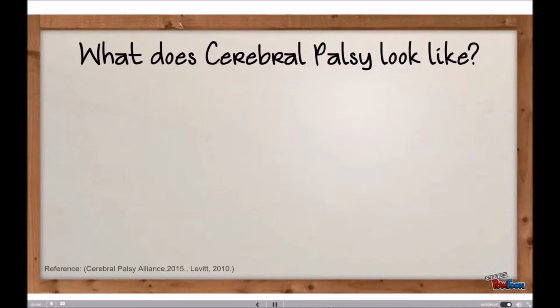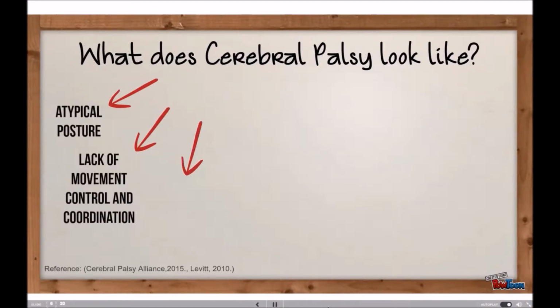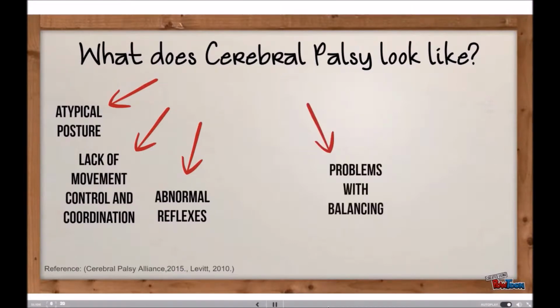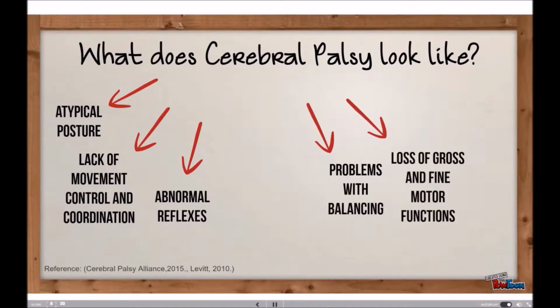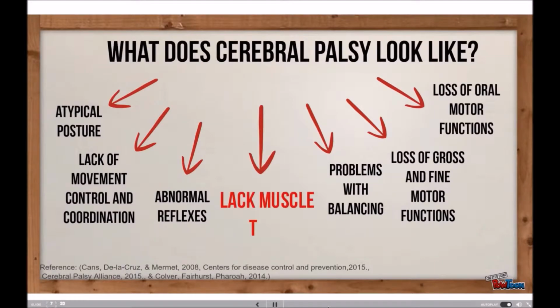Since the brain controls most muscle movements, these individuals will exhibit signs of abnormal reflexes such as atypical posture, lack of movement control and coordination, jerky limb movements, problems with balance, loss of gross and fine motor functions, loss of oral motor functions, and a lack of muscle tone. The most telling of these is an impairment in muscle tone.